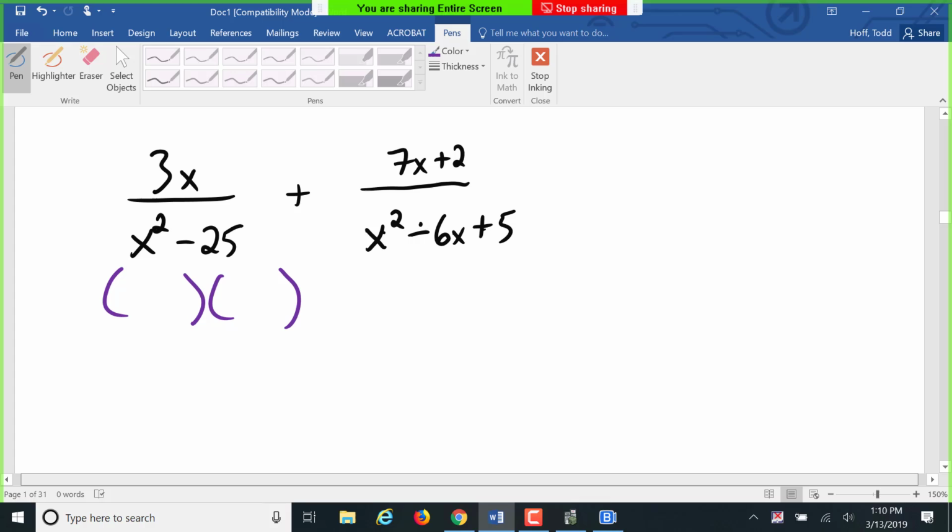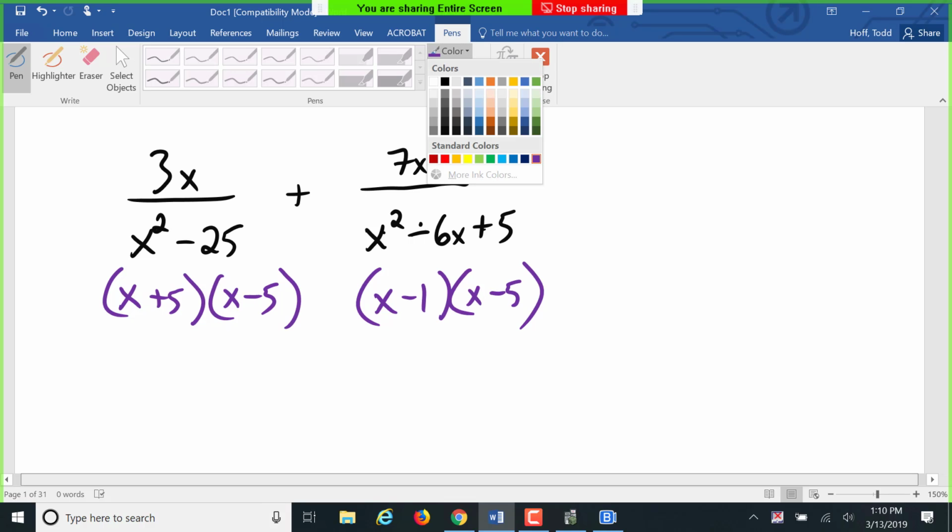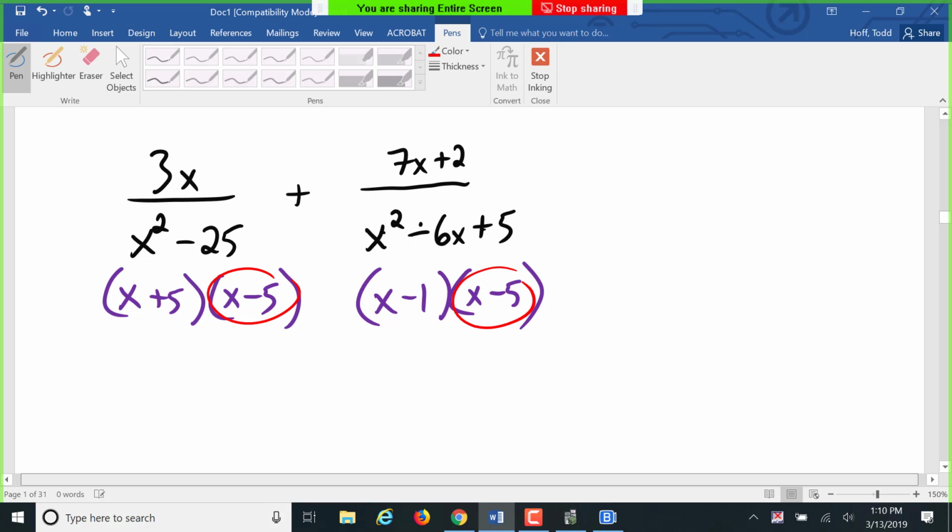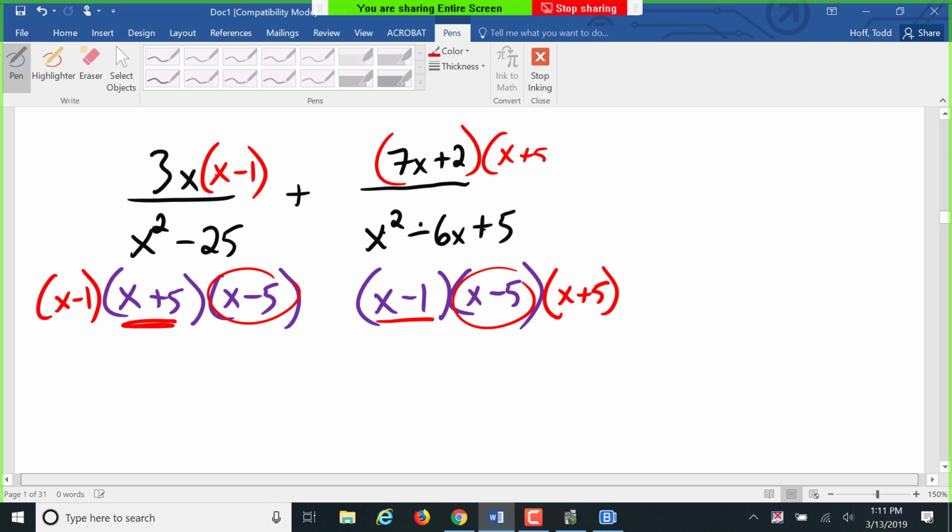x squared minus 25 factors into what? Yes, it's the difference of perfect squares, so we get that sum and difference product, x plus 5, x minus 5. x squared minus 6x plus 5 factors into what? x minus 1 and x minus 5. So once again, we notice they both have the x minus 5. This one has an extra x minus 1, so we need to multiply here by x minus 1. This one has the extra x plus 5, so we need to multiply here by x plus 5.